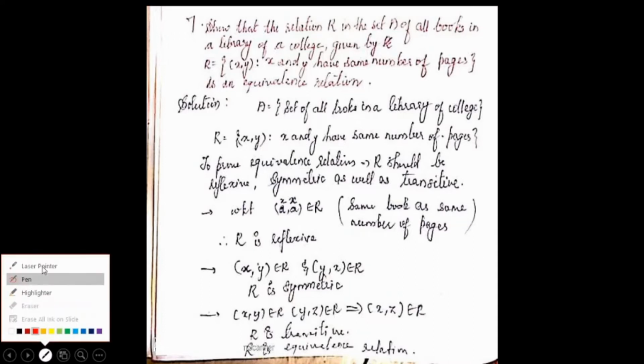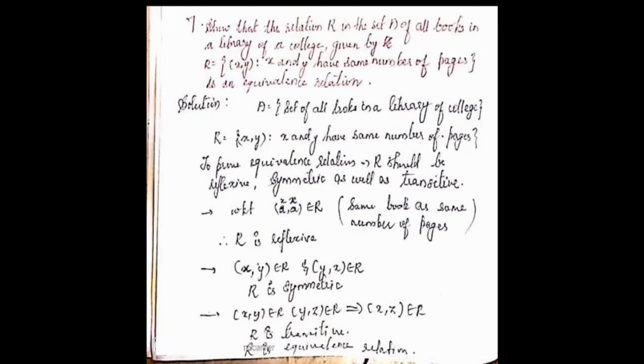Show that the relation R in the set A of all books in a library of a college, given by R = {(X, Y): X and Y have the same number of pages}, is an equivalence relation. So we have here set A of all books in the library of a college. That we will write as given. Then followed by the relation R. What is the relation R?